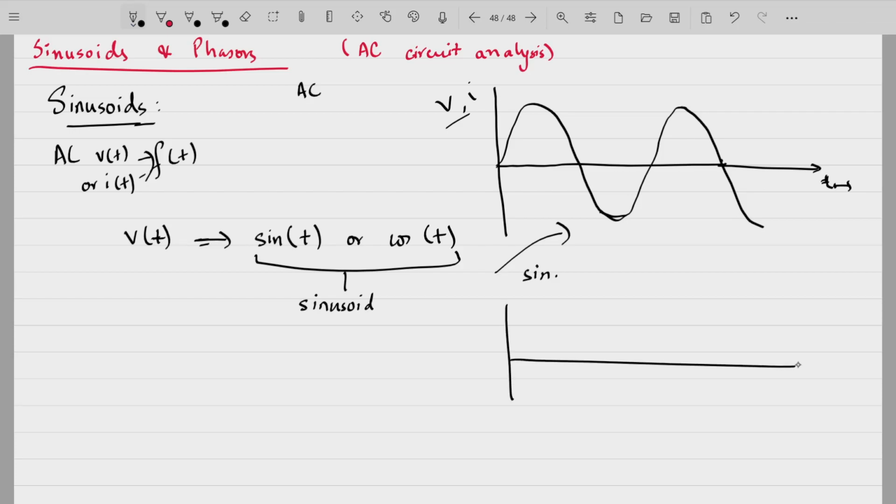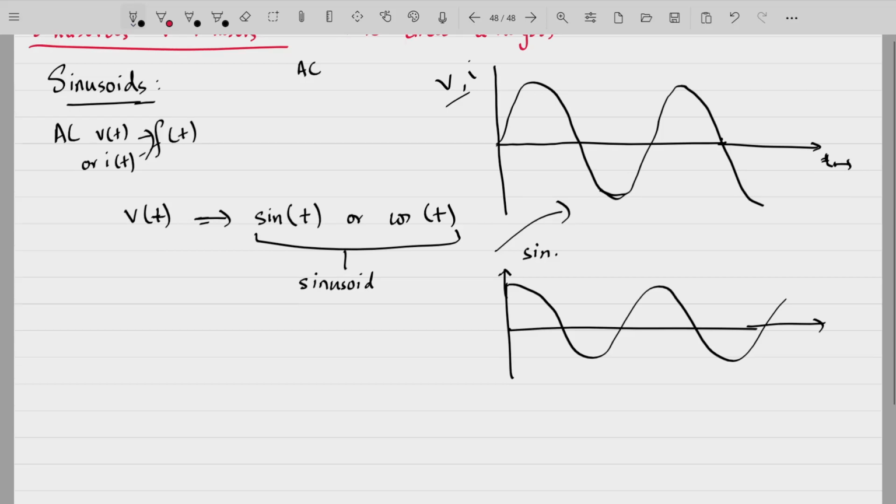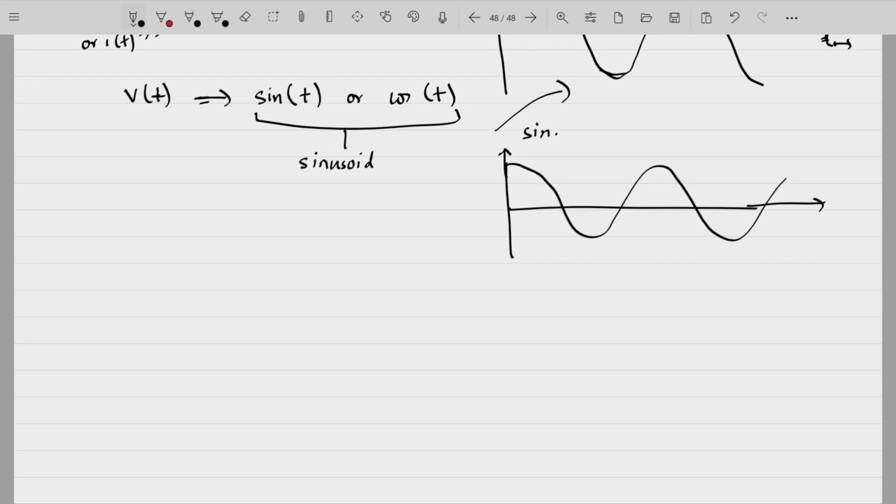So if you want to represent the same function with the cosine function, it will start from a peak value and vary like this. So you can now represent v(t) or i(t), voltage and current, either as a sine function or a cosine function. These two functions together are known as sinusoids. In DC, we had a constant value. Now in AC, we do not have a constant value. We have voltage and current that are, one, a function of time, and two, a sinusoidal function of time.